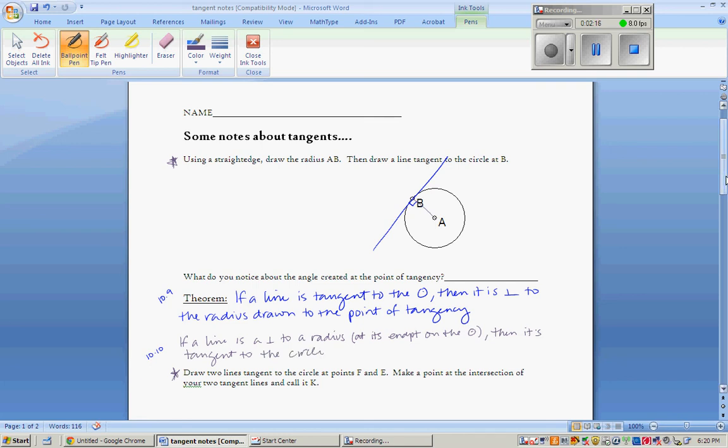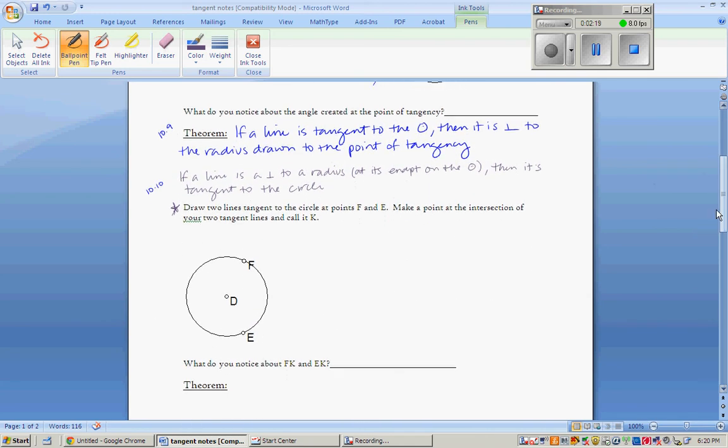I want you to follow these directions and draw two lines that are tangent to the circle at points F and E. So you're going to line up your ruler and do your best to make a tangent line and then make another. And where the two cross each other, you're going to call that point K and answer the question, what do you notice about FK and EK? So hit pause and see what you think. If you look at KF and KE, they do appear to be congruent. And if you took out a ruler, they'd be pretty close to it, depending on how good you were at drawing your tangent lines.